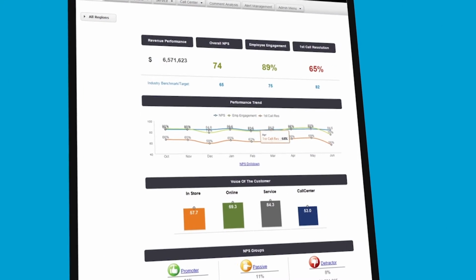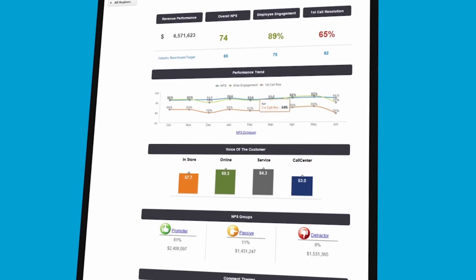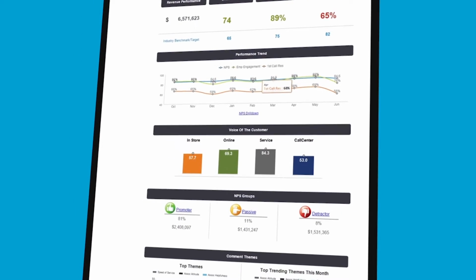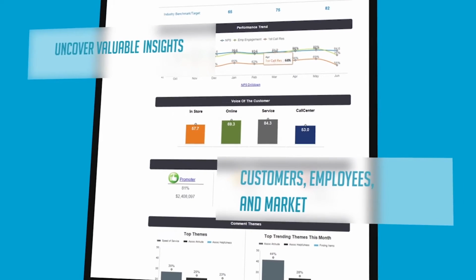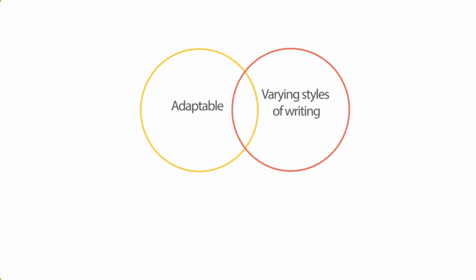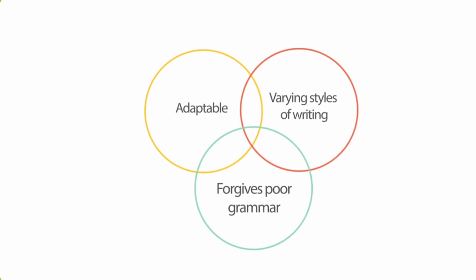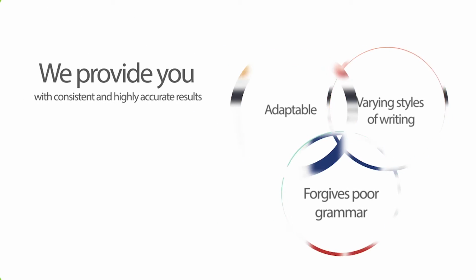Confirmit Genius is state-of-the-art software that automates the analysis of free-form text in survey and social feedback to help you uncover valuable insights about your customers, employees, and the wider market. Our method is highly adaptable, adjusting to varying styles of writing and forgiving of poor grammar or spelling to provide you with consistent and highly accurate results.